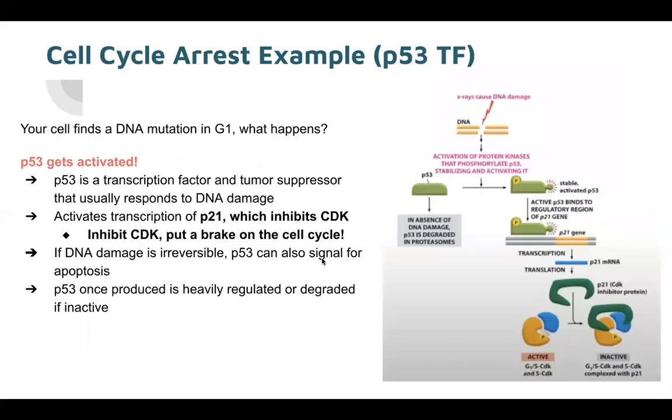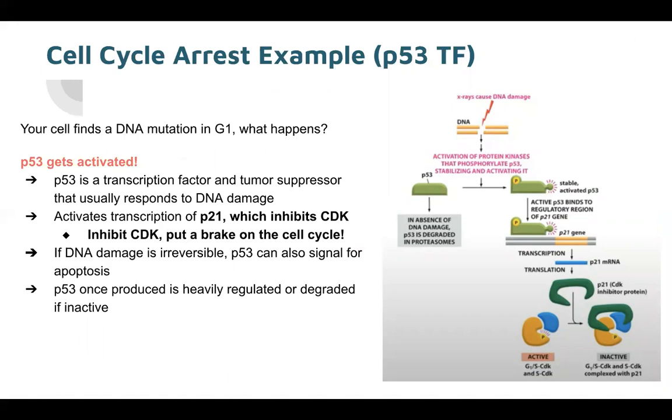All right, so this is an example of a CDK inhibitor, right? This pathway is using P53, which is a transcription factor. For all of you that might be a little rusty on what a transcription factor does, it's going to bind to the promoter of a gene and help recruit RNA polymerase to transcribe, and then later that mRNA is translated into a protein.